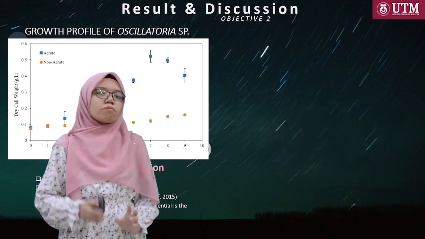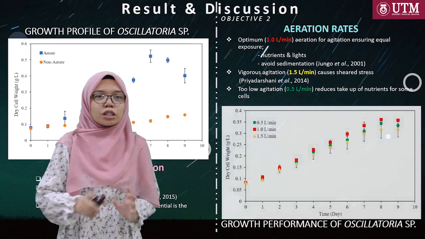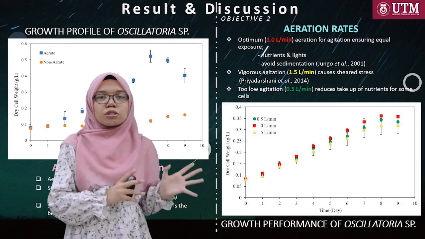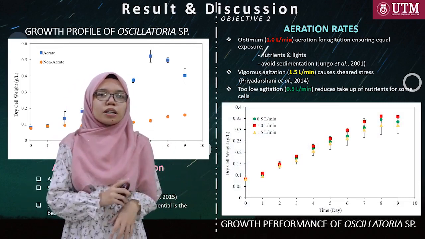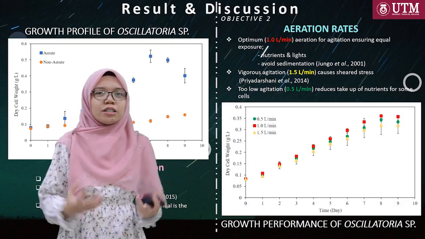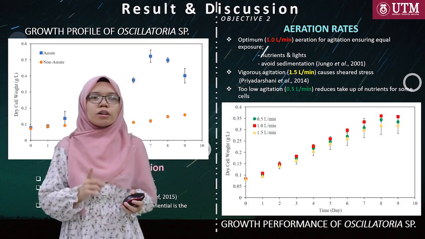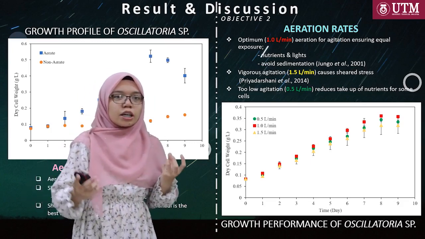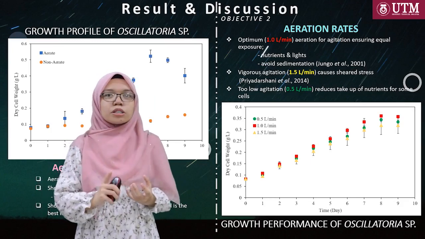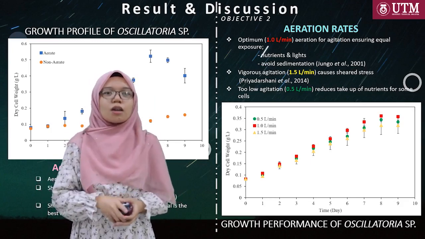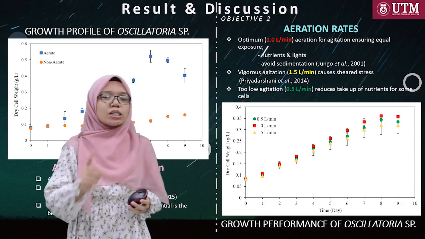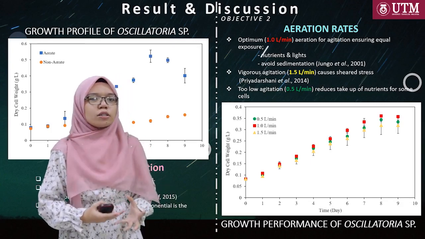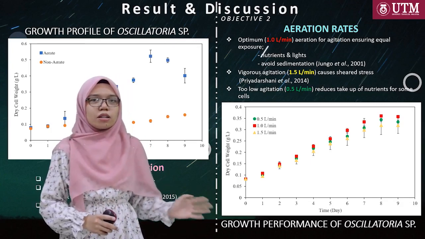Okay, now we proceed with the first growth performance, which was in different aeration rates. The graph over here shows that the best aeration rate for Oscillatoria is 1.0 liter per minute, which gives better agitation. It is crucial for microalgae to have optimum aeration to allow equal exposure of the cells to nutrients and light. Also, this is very important to avoid sedimentation. Meanwhile, 1.5 liter per minute and 0.5 liter per minute, on the other hand, yielded lower dry cell weight due to the reasons given.